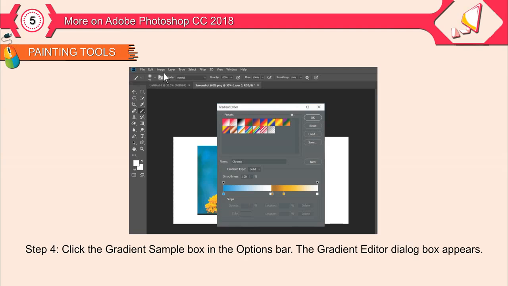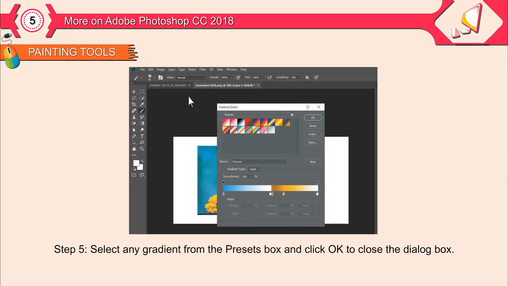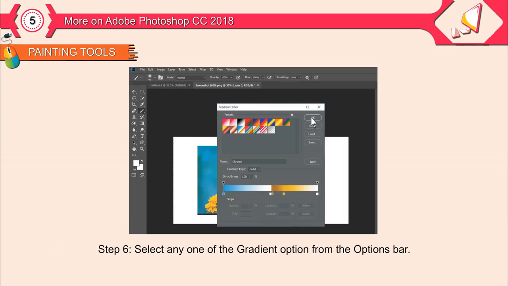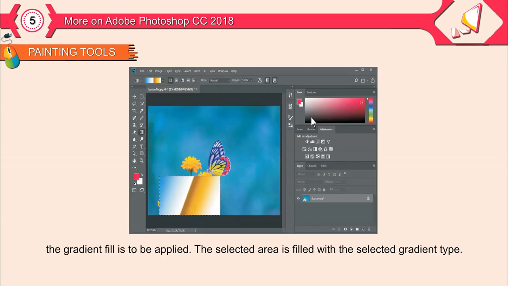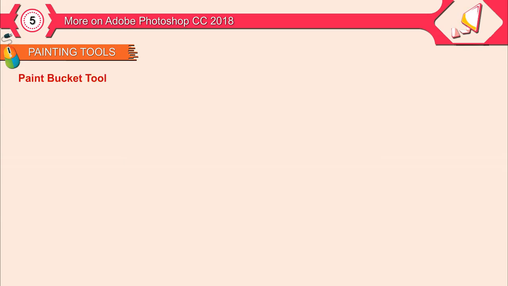The gradient editor dialog box appears. Step 5. Select any gradient from the presets box and click OK to close the dialog box. Step 6. Select any of the gradient options from the options bar. Step 7. Click and drag the mouse pointer in the area on the image where the gradient fill is to be applied. The selected area is filled with the selected gradient type.